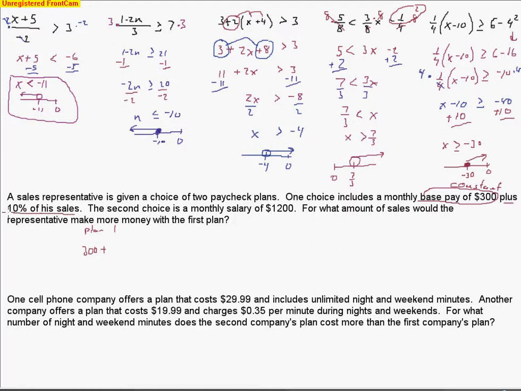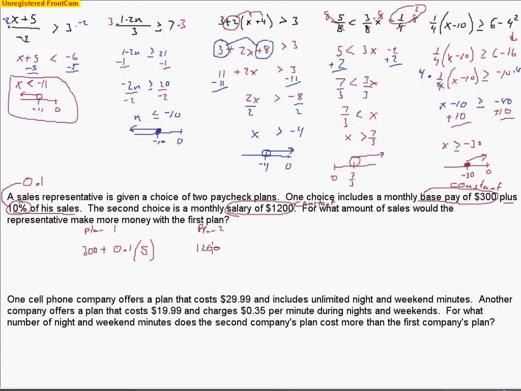So 10%, I'm going to write that as a decimal. So 0.1. So 0.1 times the number of sales. So I'll use an S for sales. Alright, so that's the amount for plan 1. Now the second plan, second choice, so plan 2 we'll call it, the monthly salary is $1,200. This is just, a salary is just a constant amount, so it doesn't change. And so that's what you're going to end up having, so $1,200.